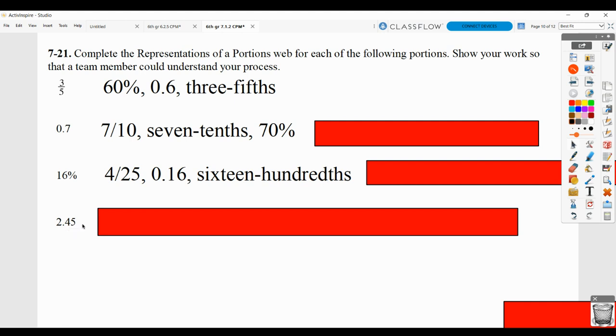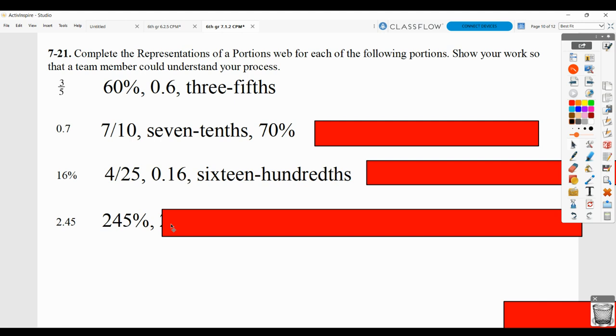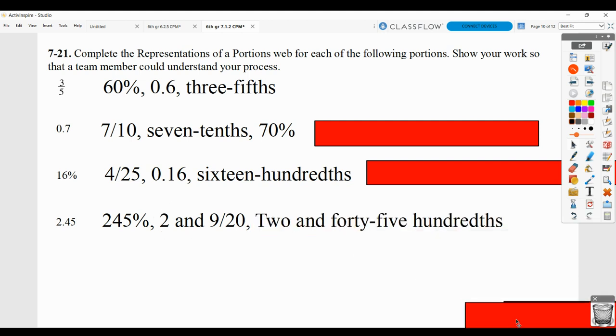Here for 2 and 45/100, that's 245%, moving the decimal 2 places to the right, adding a percent sign. That's 2 and 9/20 as a mixed number, because it'd be 2 and 45/100. 45 and 100 are both divided by 5. That's how you're getting your 9/20. You could also have gone with, what would it be, 49/20 for an improper fraction. And then for words, 2 and 45/100, or 2 and 9/20.